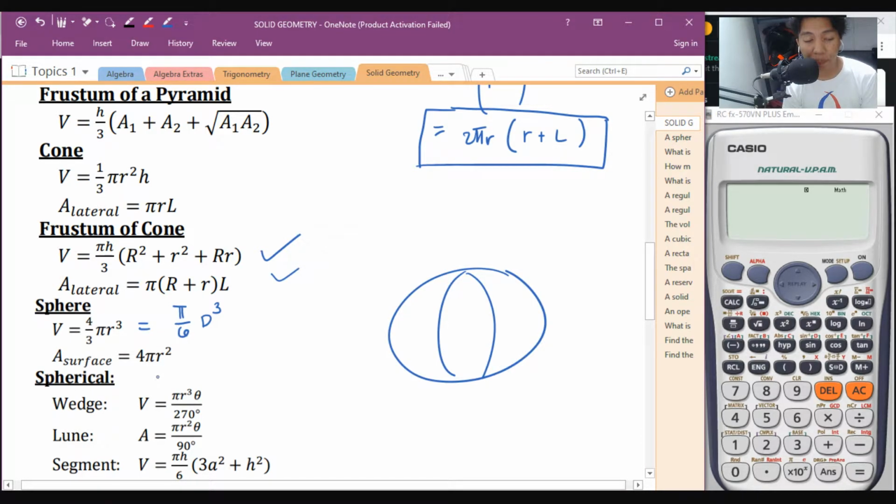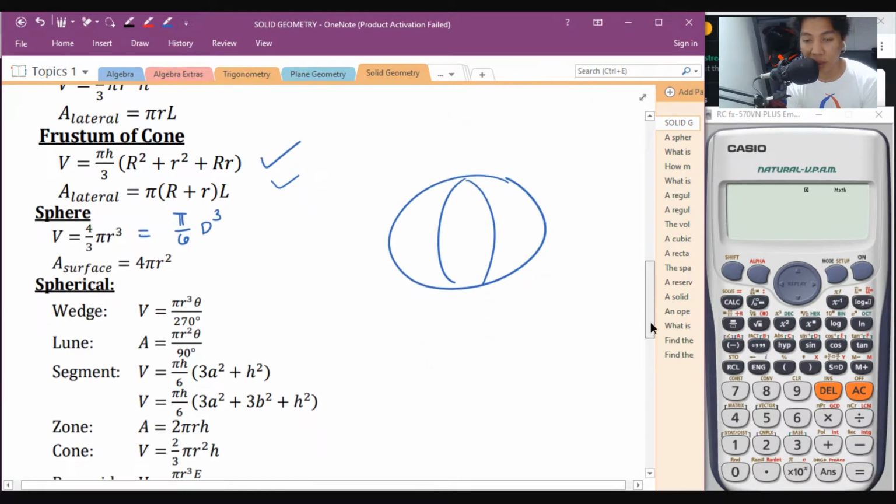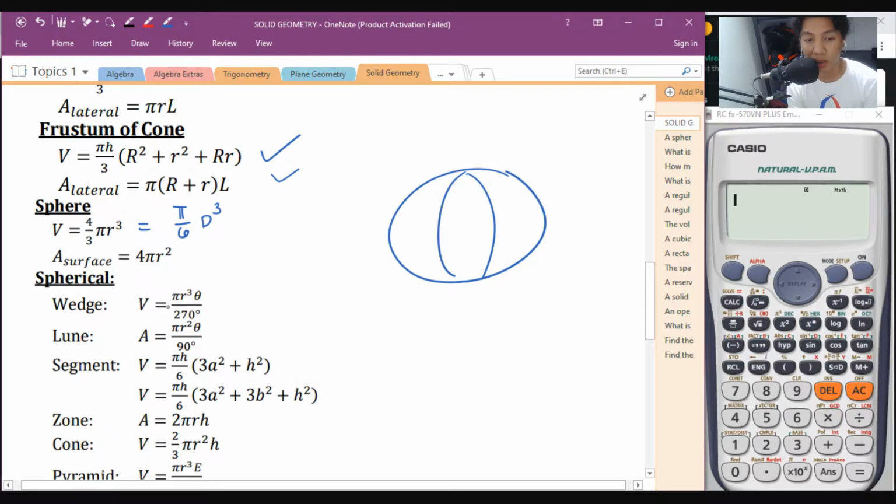So, a wedge, ibig sabihin yung wedge, iisang part lang niya dito. And then, in order for you to get the volume, that is equal to pi r cube multiplied to theta over 270. Yung theta mo dito is in degrees. Ganun din sa spherical lune. Sabihin yung lune, ito lang, yung binabalot lang niya. Lune, yung nakatakip. Okay? Kung bumabalat kayo ng dalandan, yung nakabalot sa kanya, yun lang yung mini-measure natin.